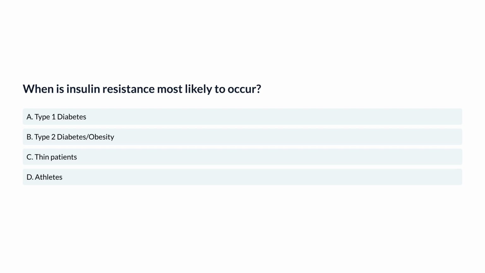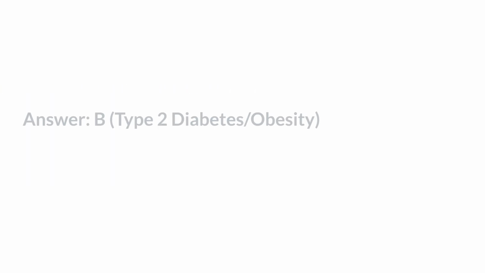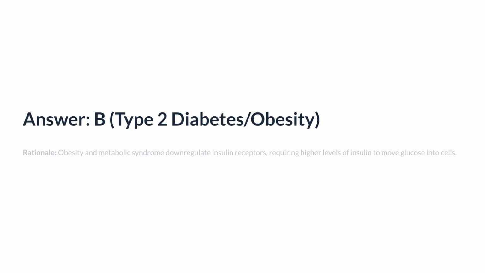When is insulin resistance most likely to occur? The answer is B, type 2 diabetes and obesity. In these conditions, metabolic syndrome downregulates insulin receptors, requiring higher insulin levels to move glucose into cells.